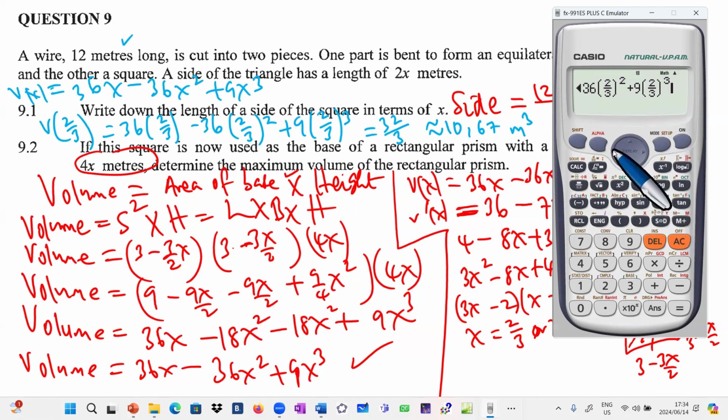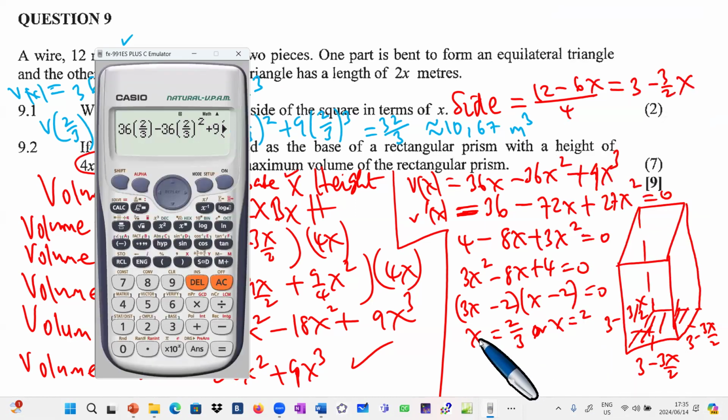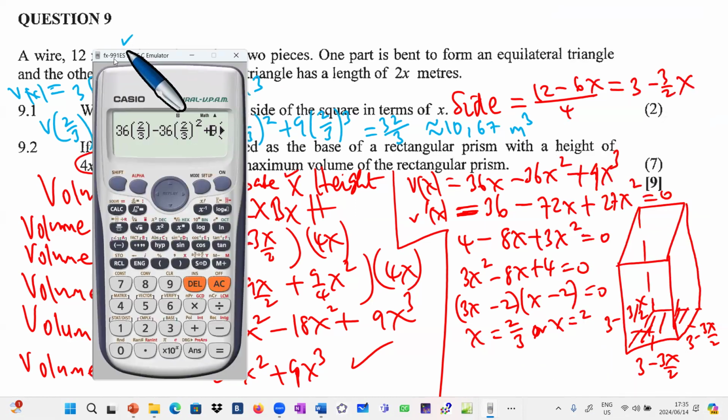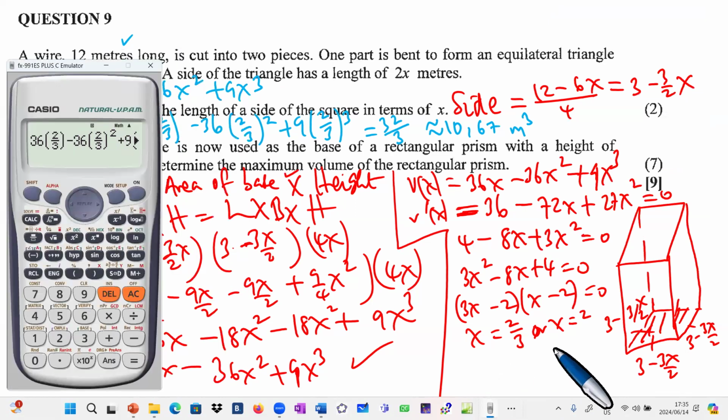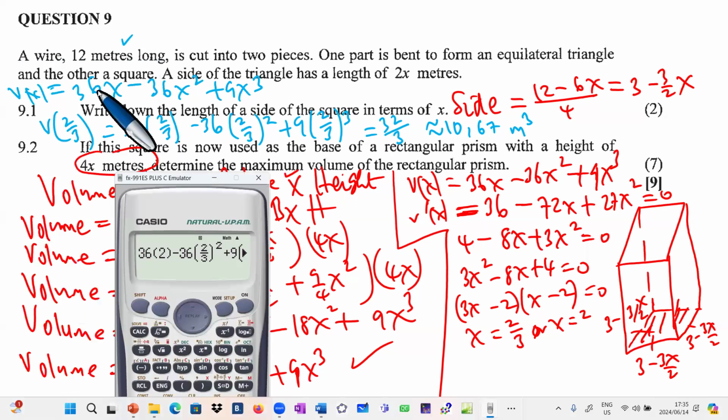But now you can take a chance. Okay, because there are two values. Either x is 2/3 or x is 2. Now let's do 2. I'm going to remove this one. So we're going to do 2 here. But obviously, if you do 2 here, it's like 36x, so 36 by 2.